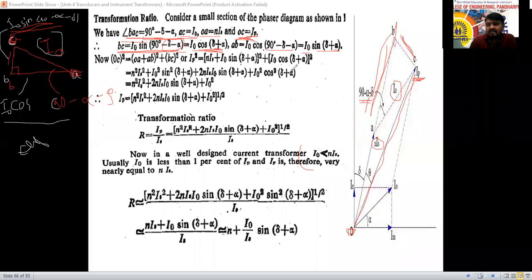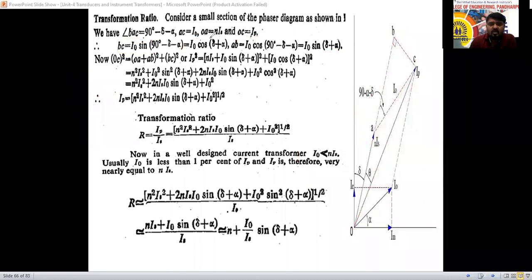It is a starting point. I am telling that one. We have to write what you mean by OA, what you mean by AC, what you mean by BC, what you mean by AB. We have written here. Now actual derivation will start here.